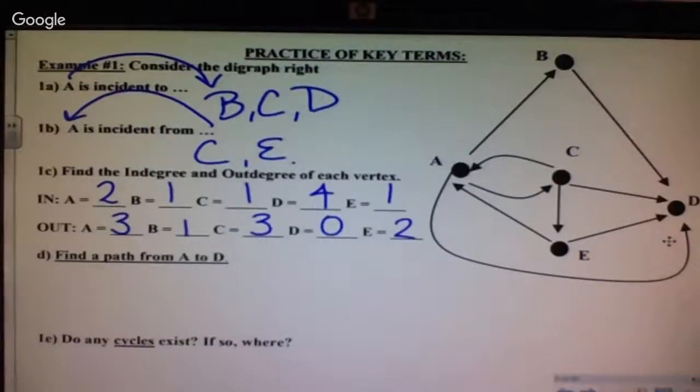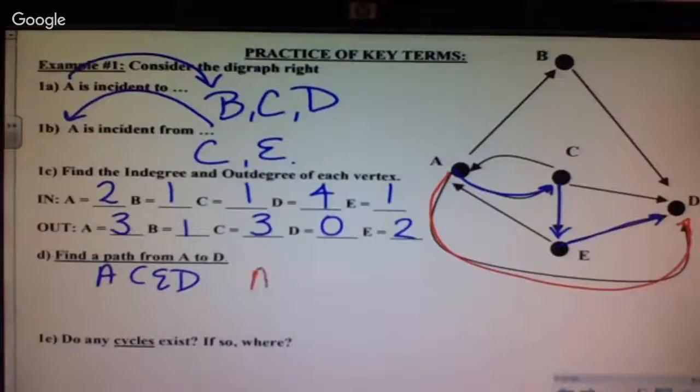Nathan, give me a path from A to D. A, C, D. He said A, C, E, D. Miss Smith, could you have gone A to D and then written a length of 1? Yes, I can go straight from A to D.